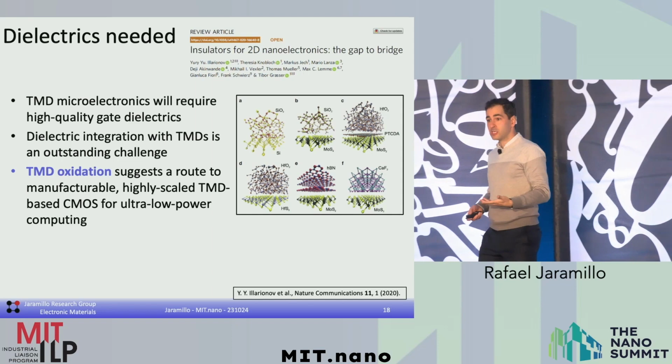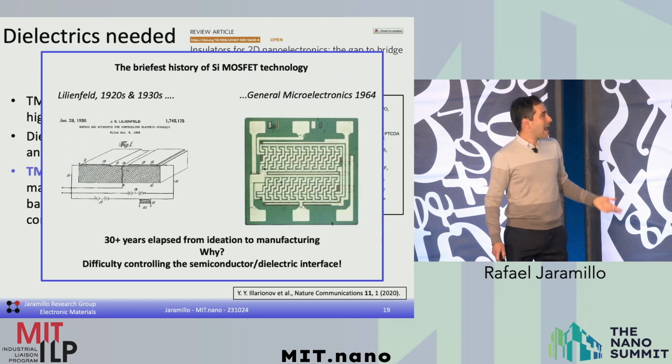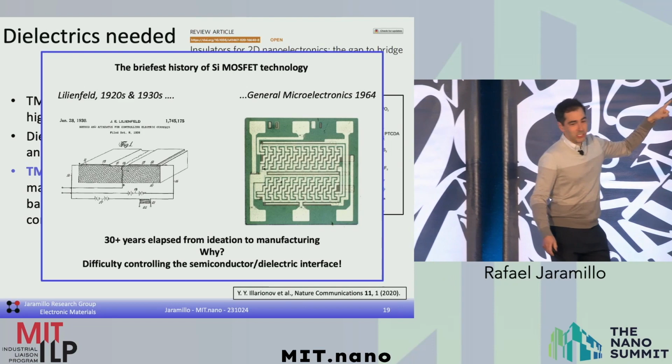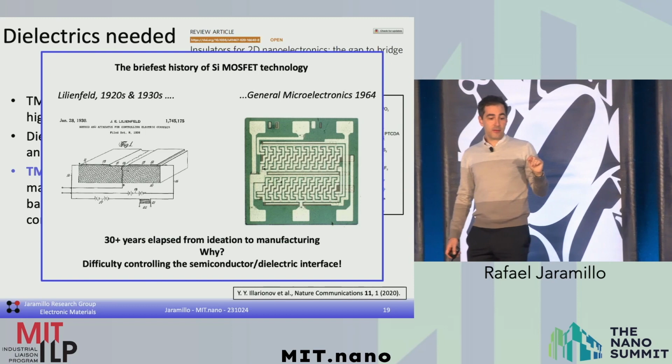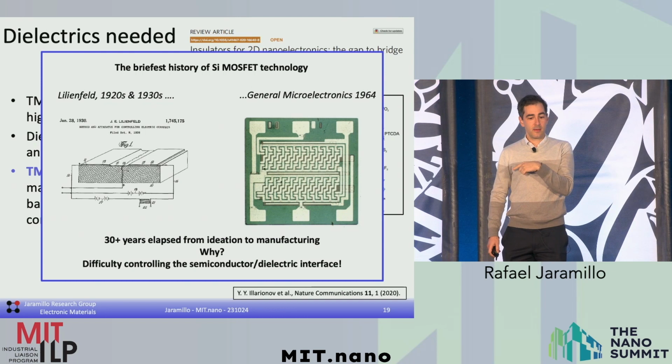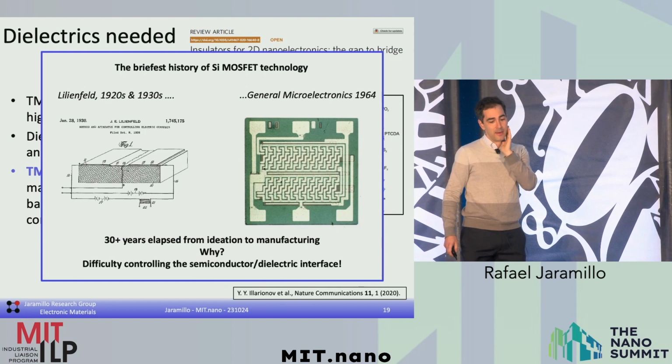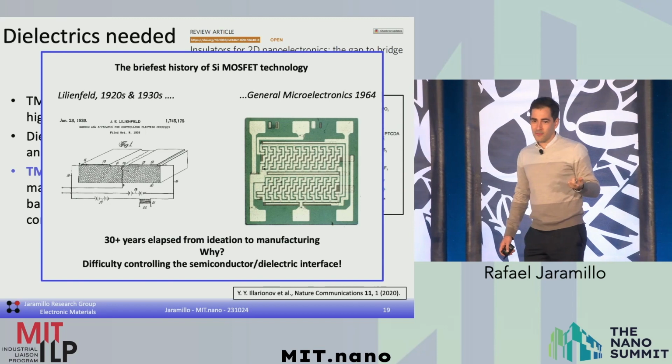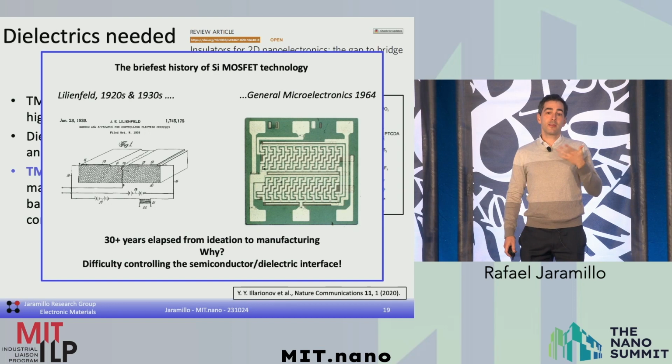Oxidation is scalable, it's established. Let's talk about how established it is. If you look at the history of MOSFET technology, the earliest patents were by Lilienfeld in the 1920s and 1930s. It was almost 30 years before this stuff made it to manufacturing. Why? There are probably many answers to that, and some are more accurate than the one I'm going to give, but the answer I'd like is that one of the most outstanding challenges was controlling the interface states at the semiconductor dielectric interface. In other words, better control and understanding of the oxidation process in silicon.